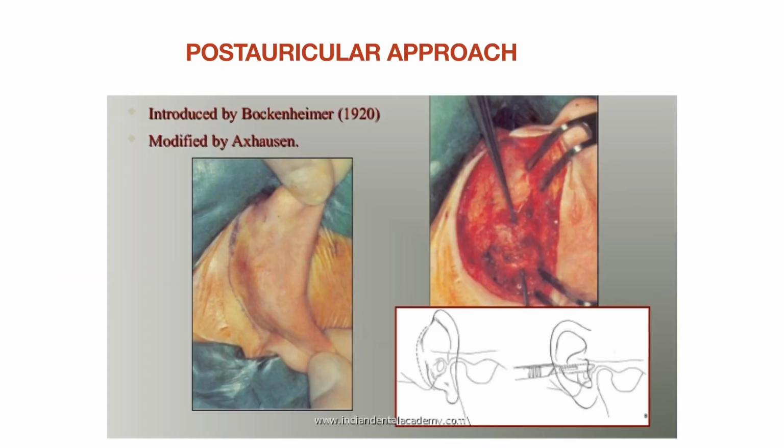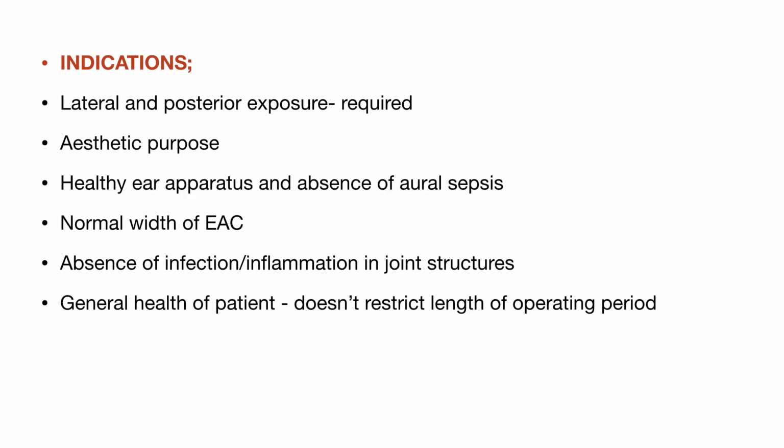Post-auricular approach, introduced by Bockenheimer in 1920, modified by Axhausen. So indications of this incision are when lateral and posterior exposure is required, aesthetic purpose, healthy ear apparatus and absence of oral sepsis, normal width of external auditory canal, absence of infection or inflammation in joint structures. General health of the patient does not restrict the length of operating period.